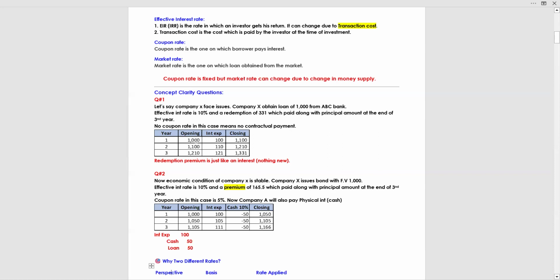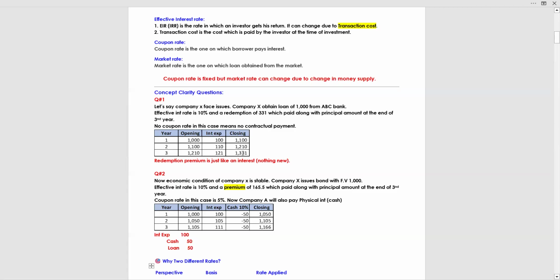Now you have to make an amortization schedule. Year 1 to 3, as the term is for 3 years. Opening balance is 1,000 multiplied by the interest rate of 10% gives you the 100 interest expense, and the closing, opening plus interest expense, equals 1100. In the second year, the closing will become the opening of the second year. Again, you apply 10% on this figure, which gives you 110 and closing 1210. This closing will become the opening of the third year, 1210 multiplied by 10%, 121. 121 plus 1210 equals 1331.